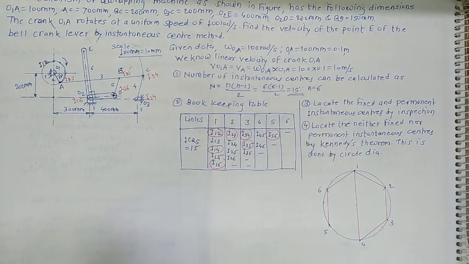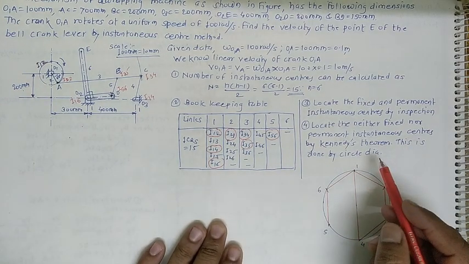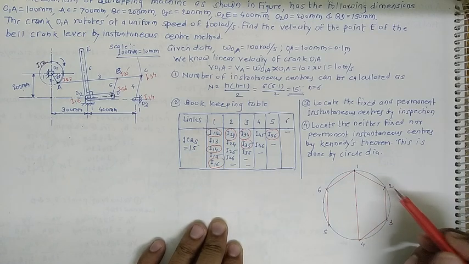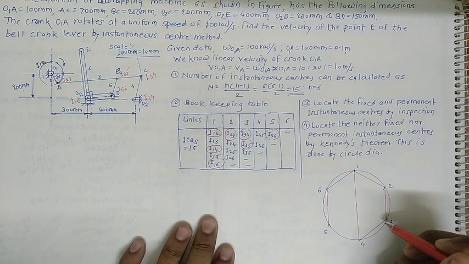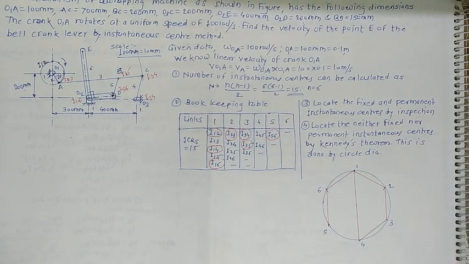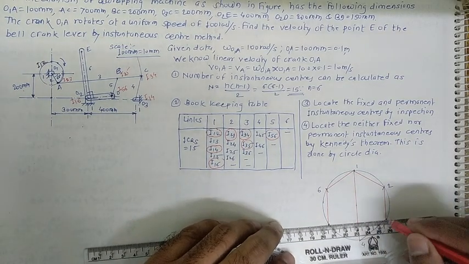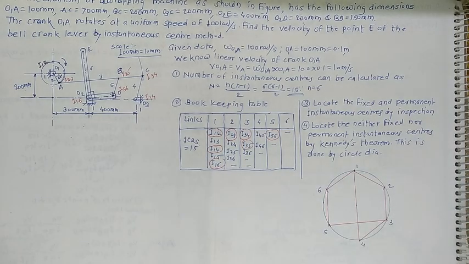Now my target is to locate the neither fixed nor permanent instant centers. Whatever points are already available, we have shown on this diagram. Apart from this, one more point with us is 3, 5. Just join that 3, 5 also with a direct line in this way.